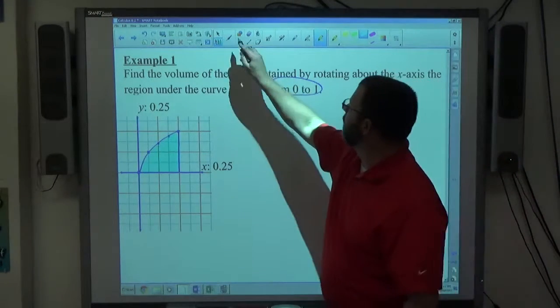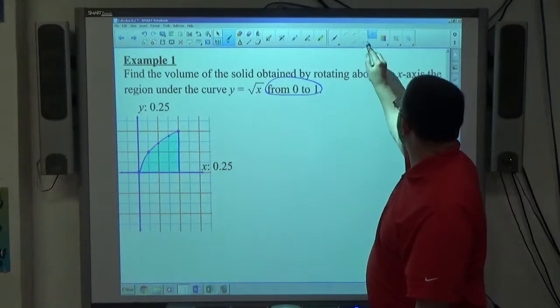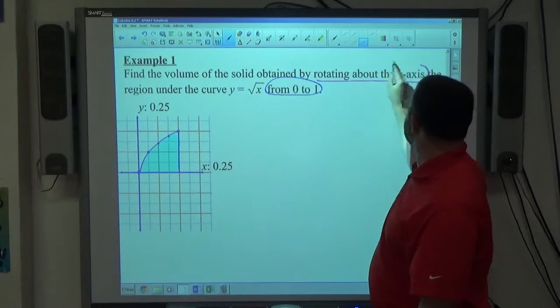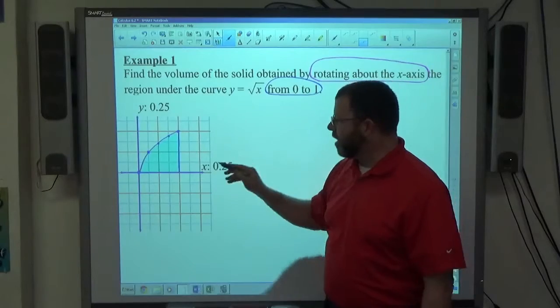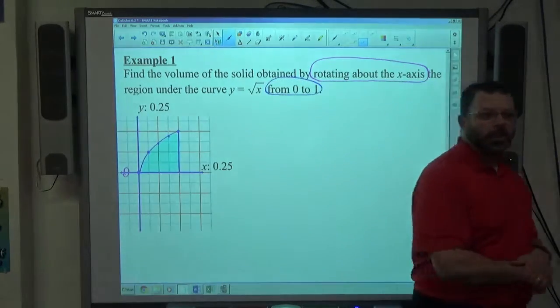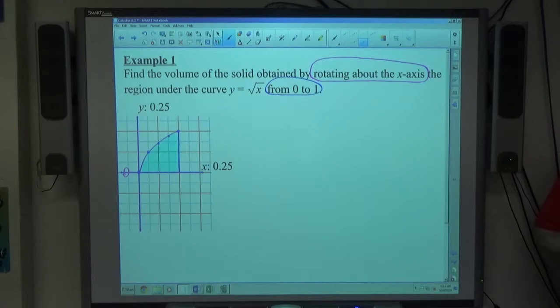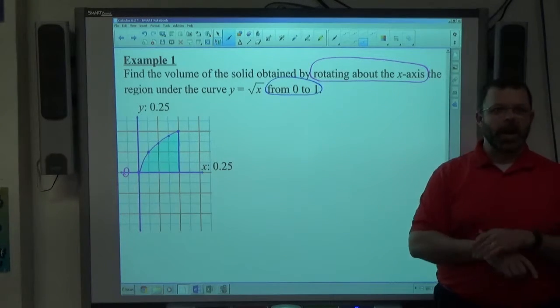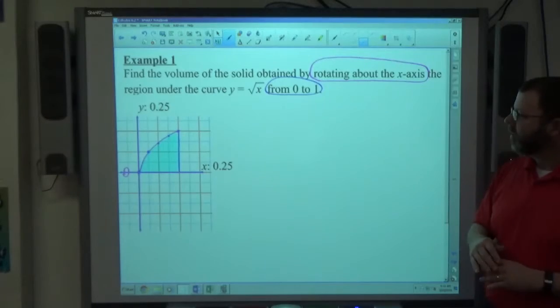Step 2, we're going to rotate it. And it does say rotation about the x-axis. So they always have an axis of rotation. This is the axis of rotation. The axis of rotation will be either a horizontal or vertical line. Today it's going to be the x-axis. Tuesday when we revisit this, it's going to be the y-axis. And then Wednesday it's going to be like x equals 1 or y equals -2. It'll be a horizontal or vertical line, not on an axis. All right, and that creates some issues of their own.